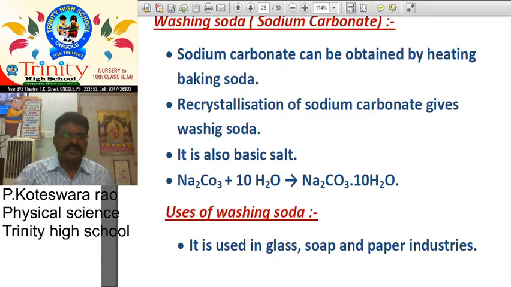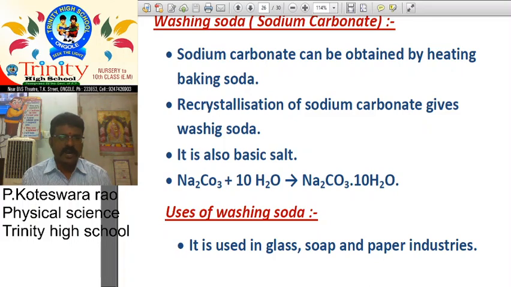How, sir? Na2CO3 plus 10H2O gives Na2CO3.10H2O. So Na2CO3 here consists of how many water molecules? Ten. And do you know washing soda is also basic in nature? We already discussed it. Its pH value is more than 7, so washing soda is one of the basic salts.